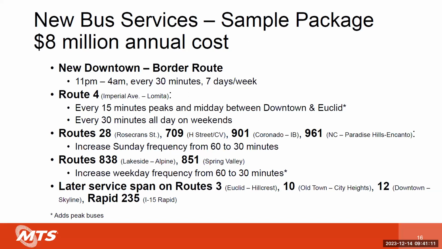And then we're proposing later spans on some of our core network services that end between approximately 11 p.m. and 12 midnight now, and we'd bring those up until about 2 a.m. That's Route 3 between Euclid Trolley and Hillcrest, Route 10 between Old Town and City Heights, Route 12 between downtown and Skyline Hills, and Rapid 235, the I-15 Rapid Corridor.